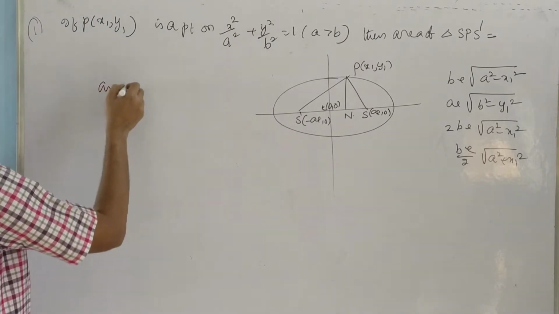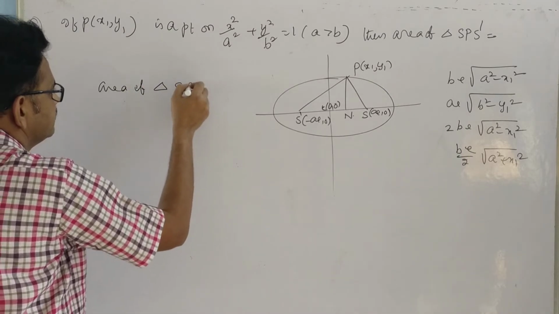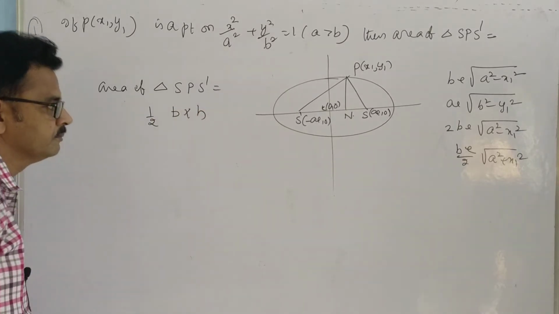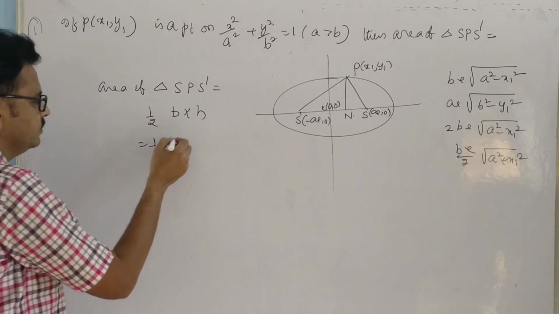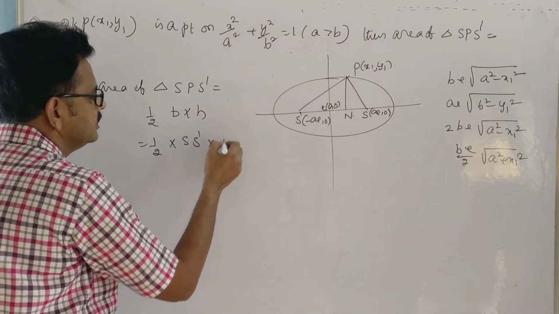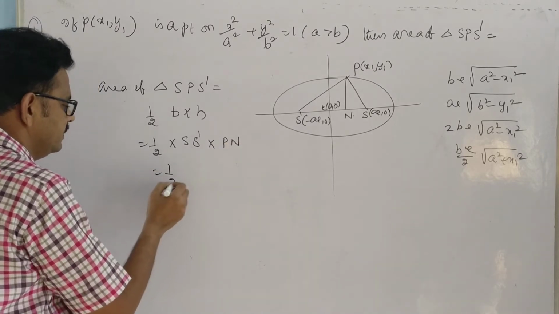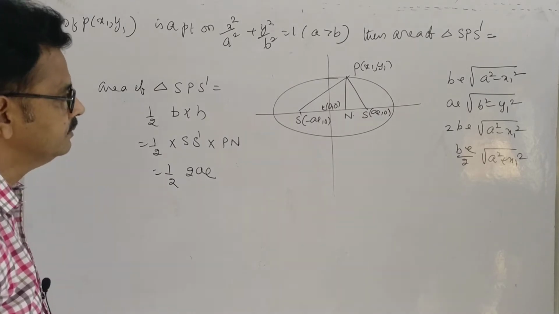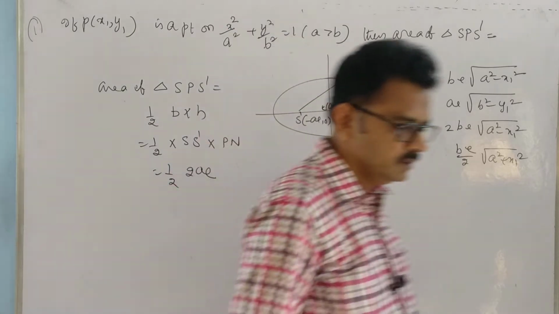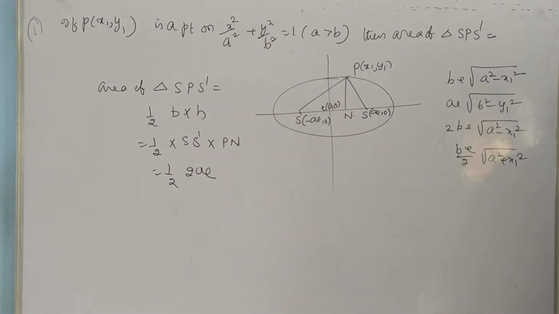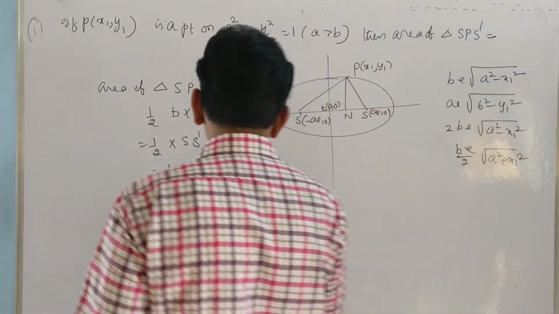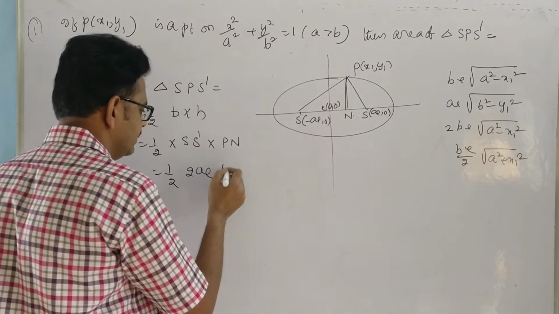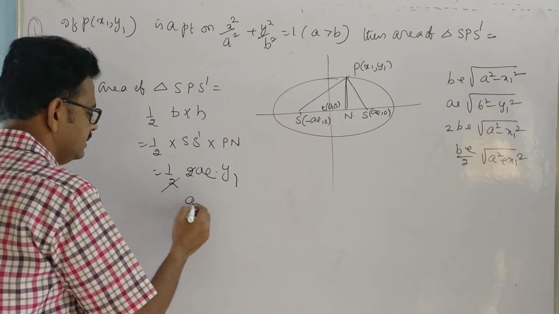Now the area of triangle SPS' is equal to half into base into height. The base is SS' and the height is PN. So half into SS', which is 2AE, the distance between the coordinates of the foci, into y1. So the two gets cancelled, giving AE y1.